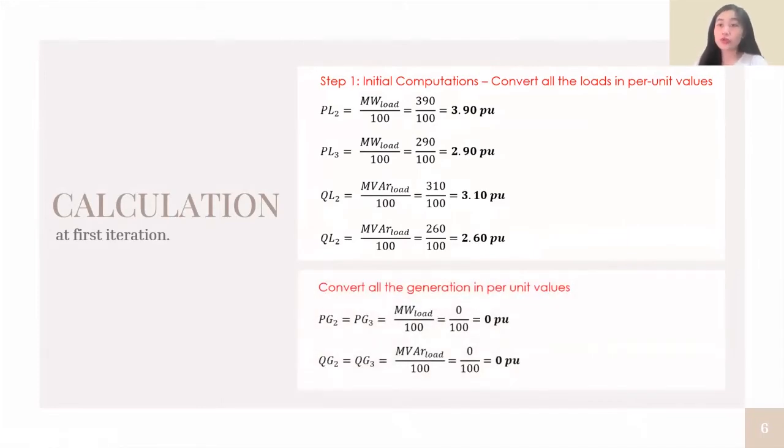So upon that, we have to convert yung generation din natin per unit value. So this is only for formality para sa other problems, if we are going to encounter may value yung ating generation, is that at least alam natin on how to convert it, okay? So, MW natin is 0, di ba? Para silang 0 divide by 100, so 0 PU siya.